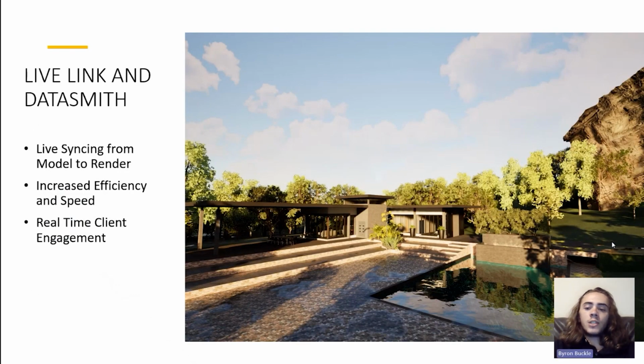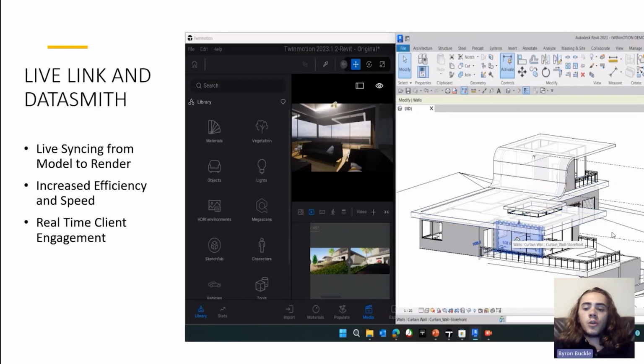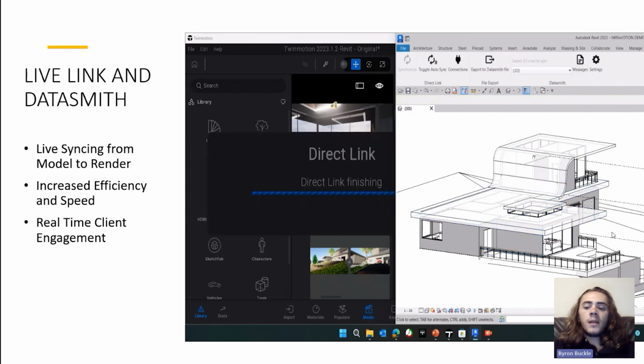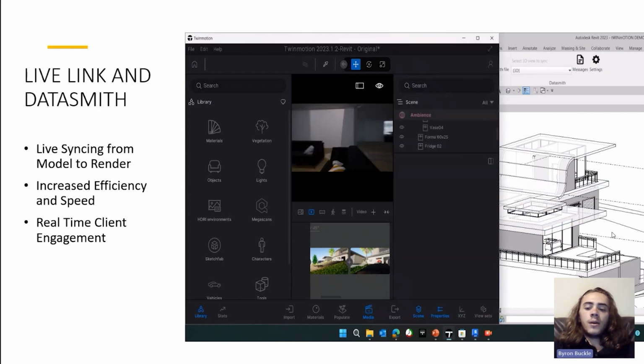Let's delve into how this actually starts translating into the rendering process. We have features like the live link, which make the process of going between design software and rendering software seamless. As you can see in the video, I have Twinmotion open to the left and Revit open to the right. With the live link enabled, any changes I make will instantly sync back to the real-time render without the need of having to export the file and start over again in the rendering software.